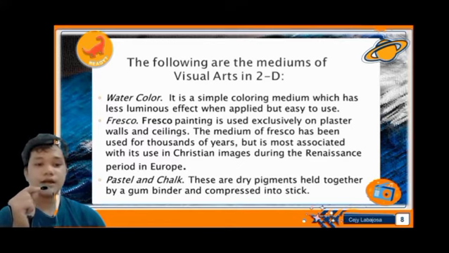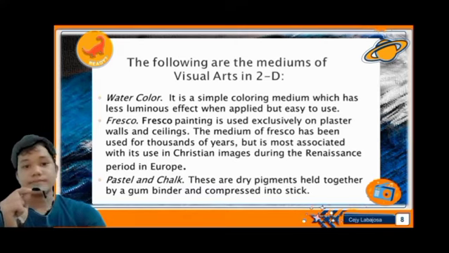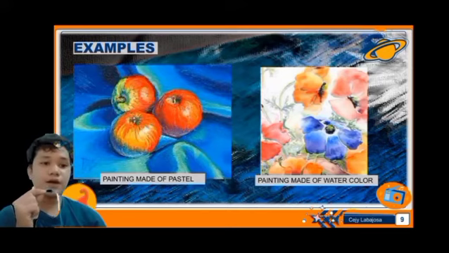Pastel and chalk. These are dry pigments held together by a gum binder and compressed into sticks. These are examples of paintings made of pastels and paintings made of watercolor. The textures are so beautiful.